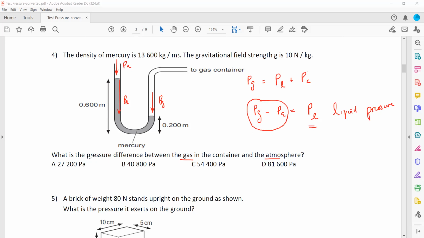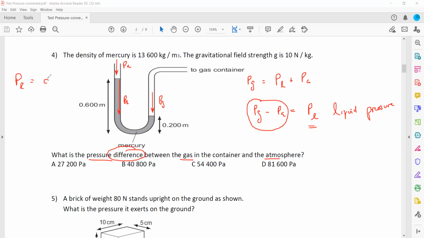As the question is, what is the pressure difference? Difference means subtraction between the gas and the atmosphere. So the pressure difference between the gas and the atmosphere is equal to the liquid pressure. So they are asking for a liquid pressure. How to calculate a liquid pressure?